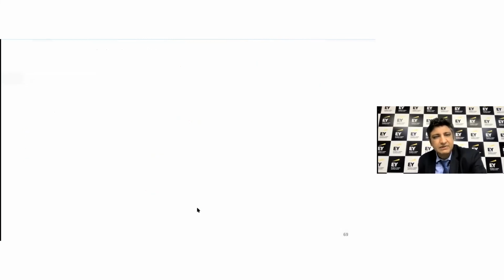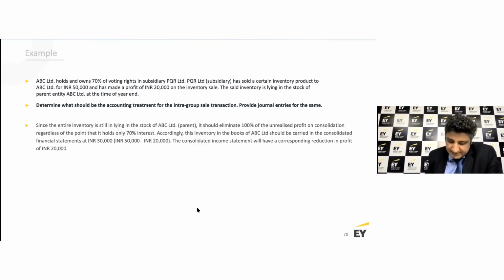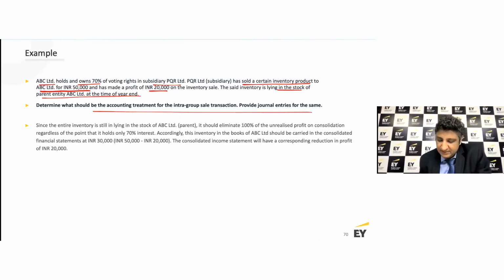Okay, let's have a look at this example. It says that ABC holds and owns 70% of voting rights in PQR. PQR has sold inventories to ABC for 50,000 and has made a profit of 20,000. The inventory is still in the books of the parent. The question is, what is the accounting treatment for the intergroup sale transaction? Provide the journal entries for the sale.